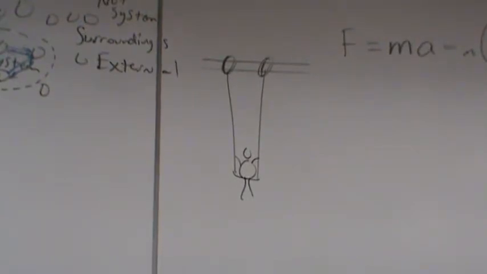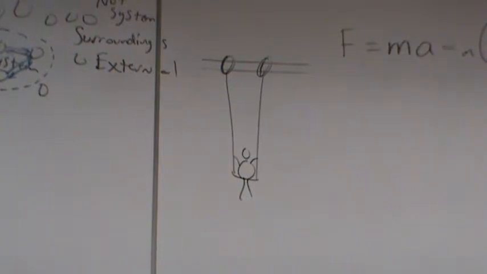Anyone have any ideas? Yes? Your weight and gravity. Okay, weight and gravity. Here's the problem. My acceleration is happening this way, horizontally. Gravity only acts vertically. So I'm going to have to say no, it's not gravity. Gravity makes you fall, but gravity is not going to accelerate you sideways. So what is it?